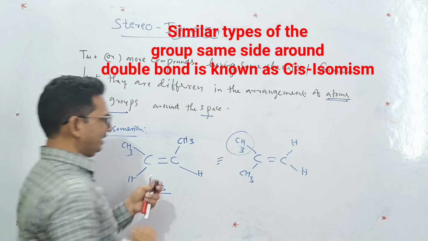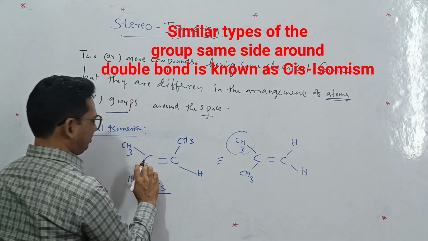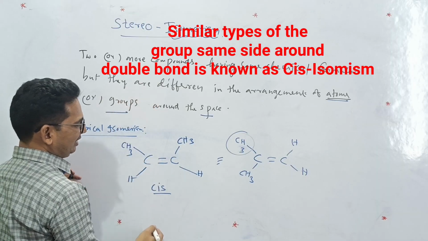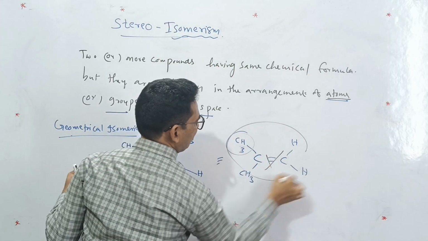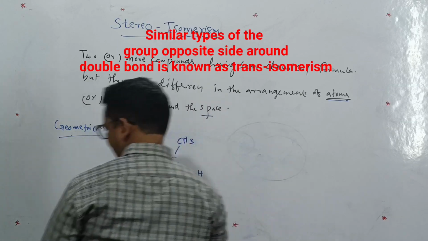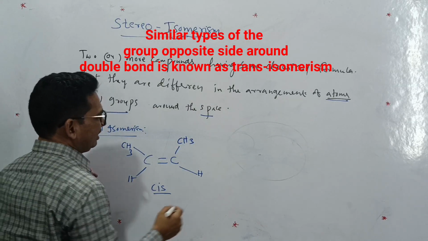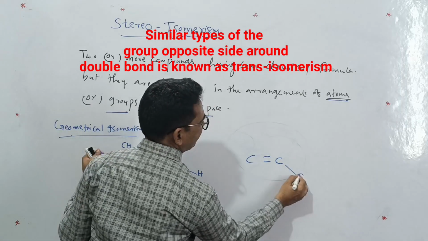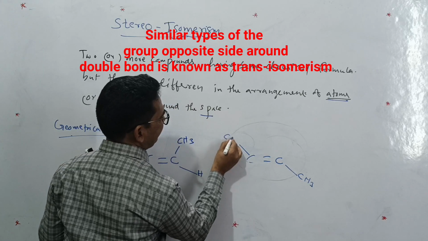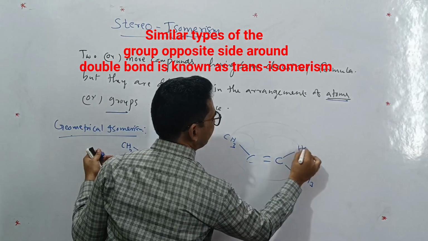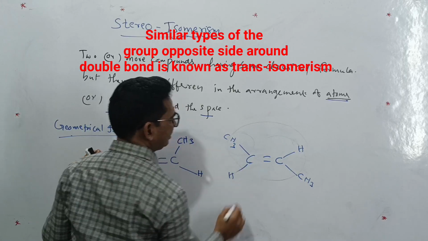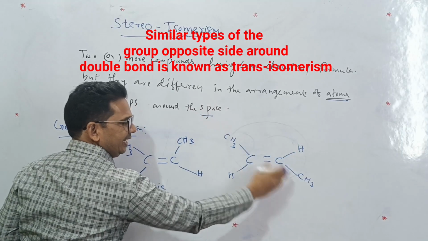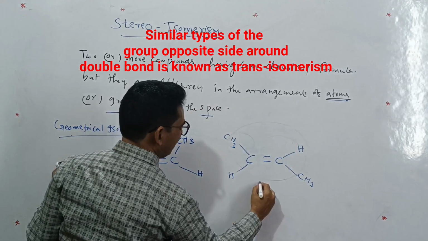Okay, same side means not like this. Around the doubly bonded carbons, on both the carbons, same side means upside or downside. Same side means it is called the cis. Not like this, this is wrong. Chemical formula is same, but one is cis, another one is the trans. Means around the doubly bonded carbon, the same types of groups are on the opposite side. For example, you can see this. It is called the trans.